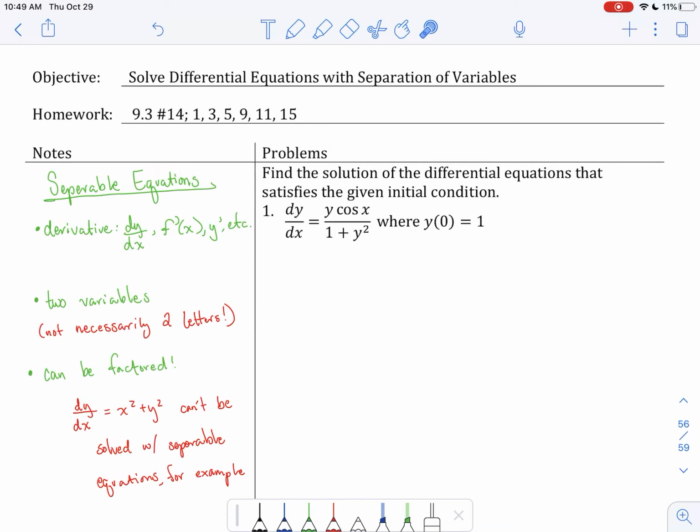The other thing is that they have to be able to be factored. So if you think about from the last lesson, x squared plus y squared can't be a separable equation. You're going to have to use a different method.